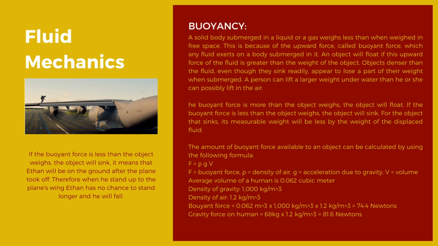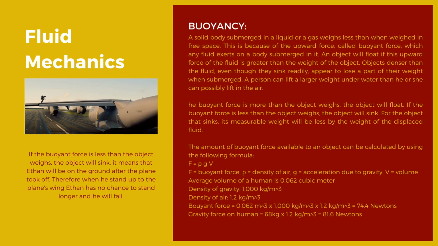For the gravity force on the human, again, the mass of Ethan is 68 kilograms times 1.2 kilograms per cubic meter equals 181.6 newtons. Again, this shows that the gravity on the human is greater than the buoyant force itself.